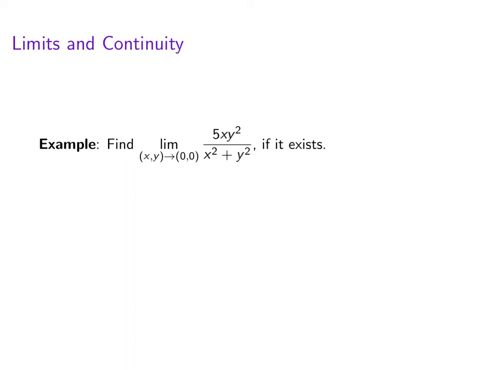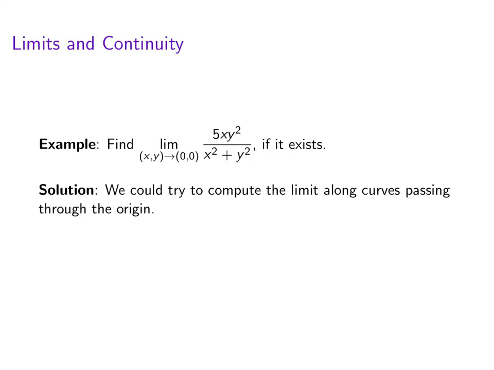So, as an example, let's compute the limit as (x,y) approaches (0,0) of 5xy squared over x squared plus y squared, if it exists. Now, as you'll see, this is actually going to be an example of a limit that does exist.